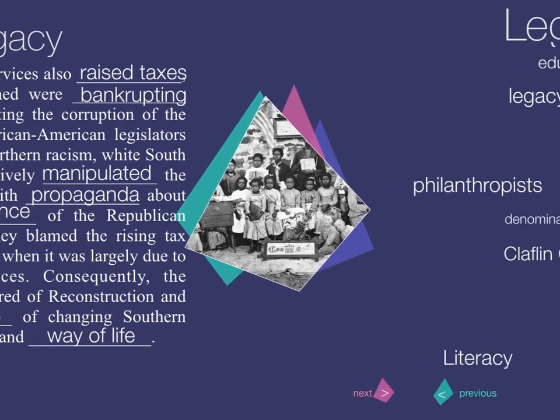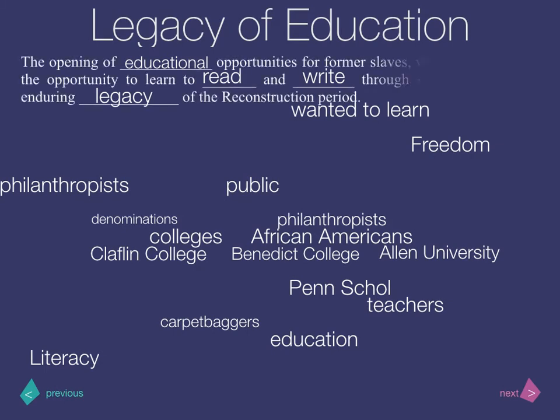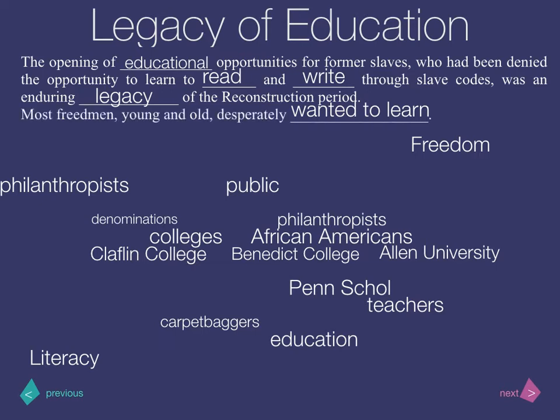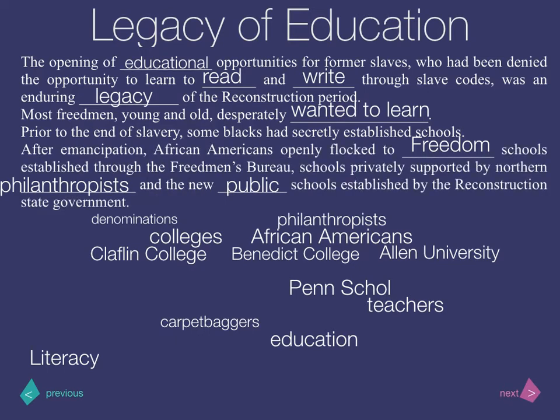The legacy of education. The opening of educational opportunities for former slaves who had been denied the opportunity to read and write through slave codes was an enduring legacy of the Reconstruction period. Most freedmen, young and old, desperately wanted to learn. Prior to the end of slavery, some blacks had secretly established schools. After emancipation, African Americans openly flocked to freedom schools established through the Freedmen's Bureau, schools privately supported by Northern philanthropists, and the new public schools established by Reconstruction state governments.